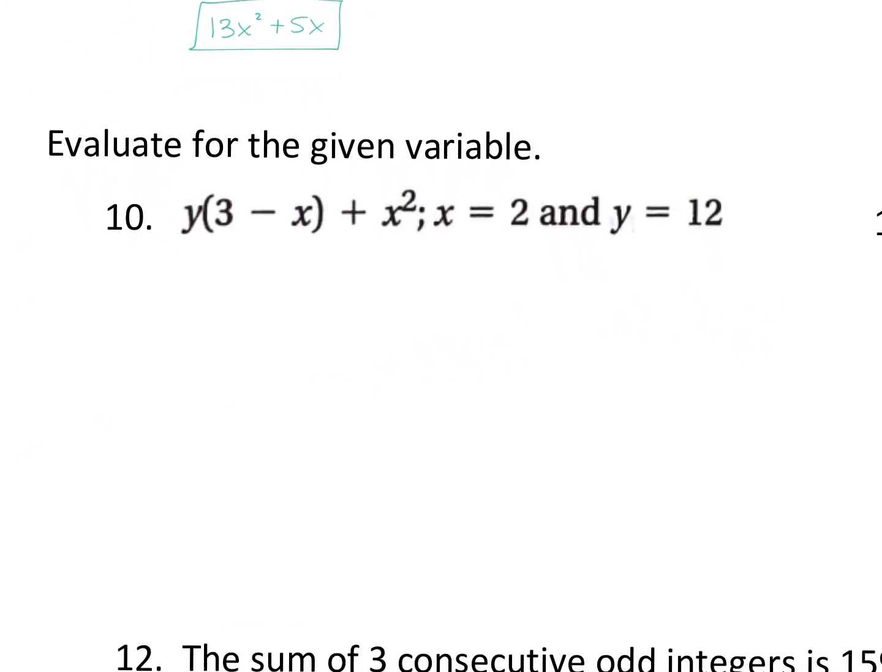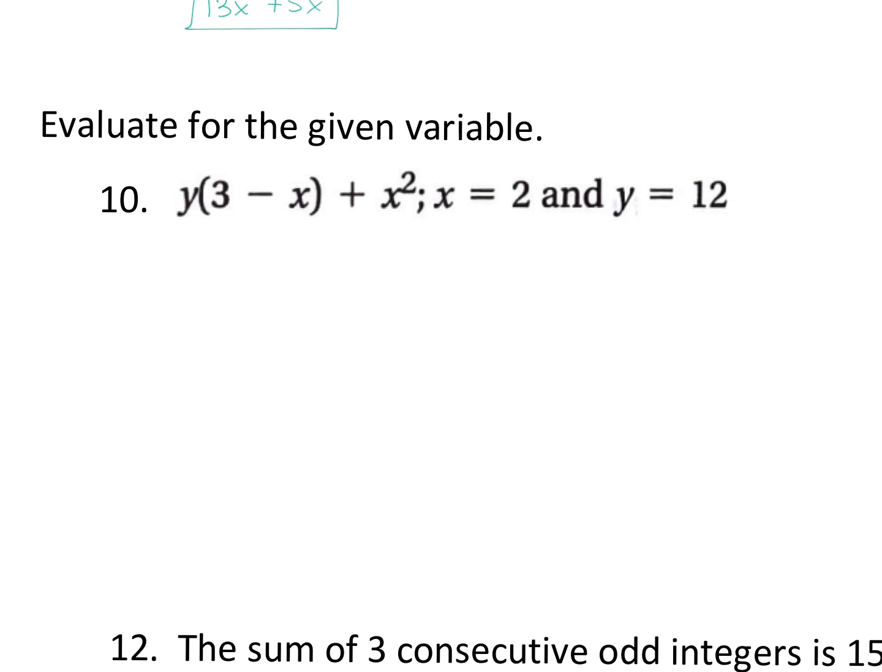Number 10. So these ones you're evaluating, which means you're plugging numbers in for variables. I would do that right off the bat. Don't try to simplify things first. Just plug things in. So y is 12. Okay, that's going to go right here. So 12 times 3 minus your x value plus your x value squared.